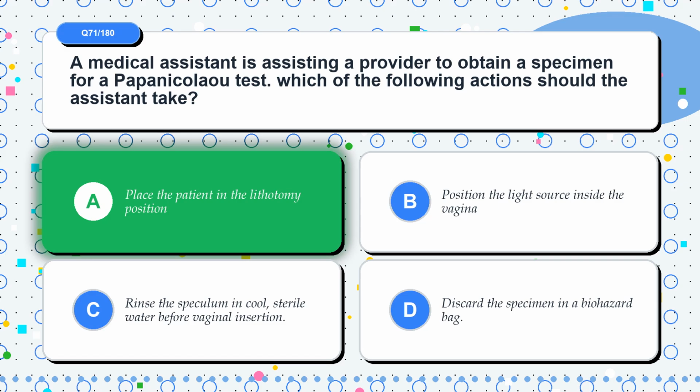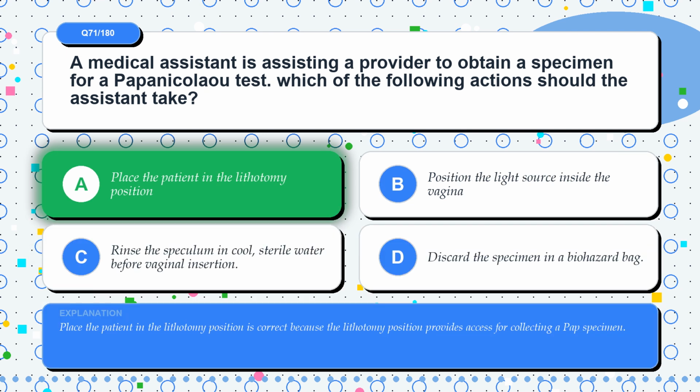The correct answer is option A. Place the patient in the lithotomy position. Place the patient in the lithotomy position is correct because the lithotomy position provides access for collecting a Pap specimen.